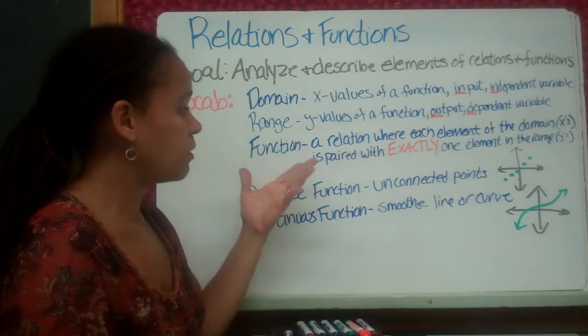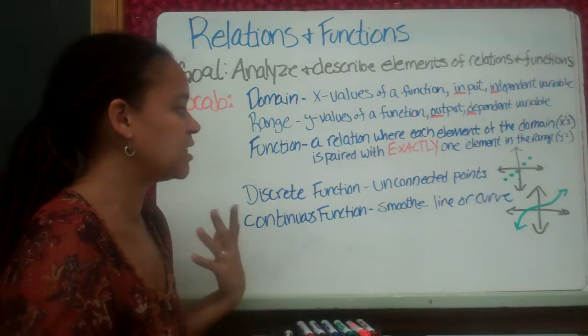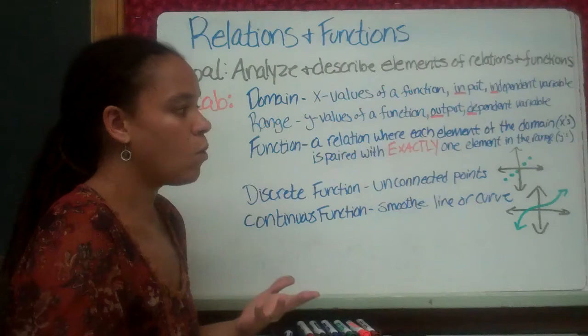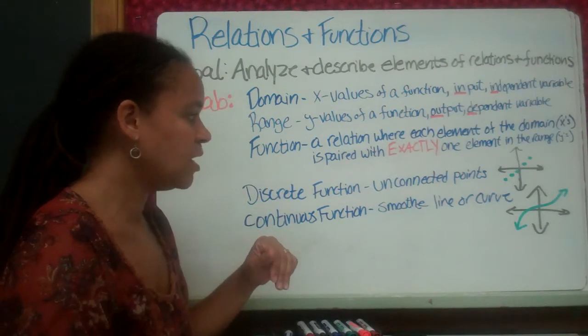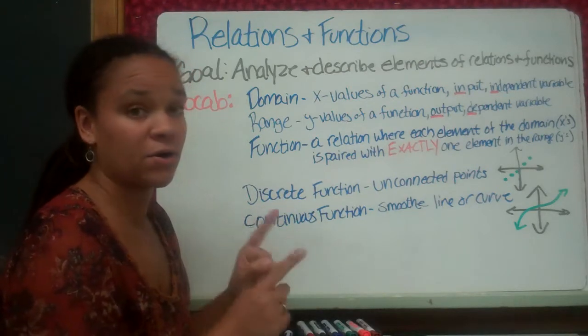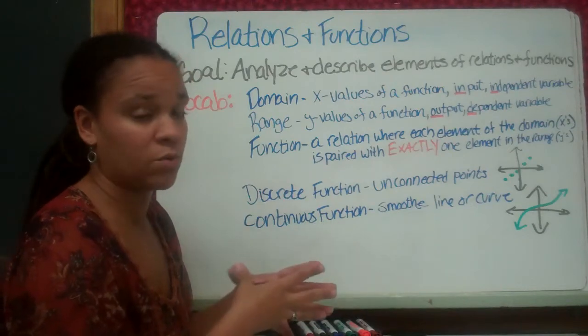The function, when we talk about a function, that's a relation where each element of the domain, the x's, is paired with exactly one element in the range, the y. So we'll show this a little bit better in a moment. But just understand that they're paired exactly together. One from the range, or all those from the domain are paired with the range.